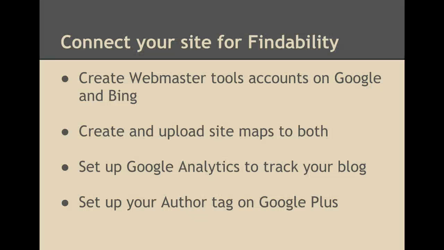The final step is to connect your site for findability. So you want to create an account with Google Webmaster Tools and Bing Webmaster Tools. Then you want to use your BWP plugin to create a sitemap, and then you upload that sitemap to your Webmaster Tool accounts. Finally, you create an account with Google Analytics, and you set that up on your website as well. You have to add in the tracking code, and that'll give you the ability to track your performance, your visitors, what keywords they are using to get there, what pages they're looking at. Finally, you want to connect your author tag to your Google Plus account, and this will greatly enhance the findability in Google for your blog.